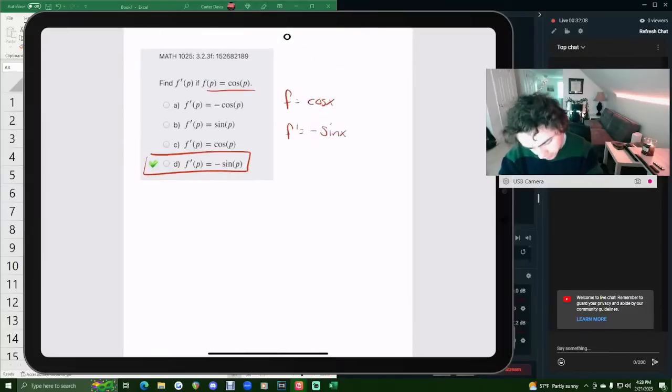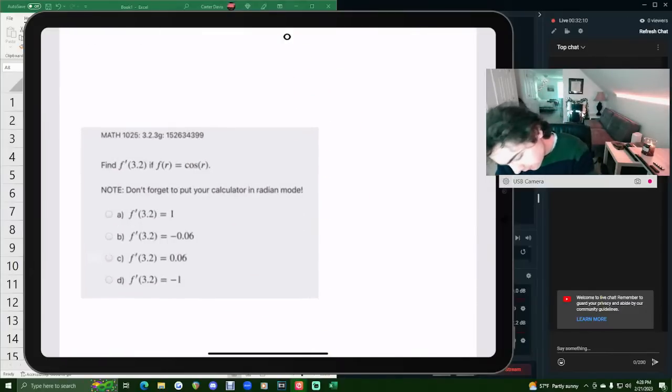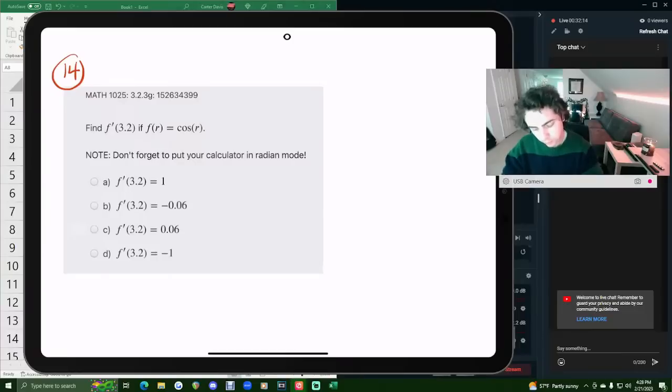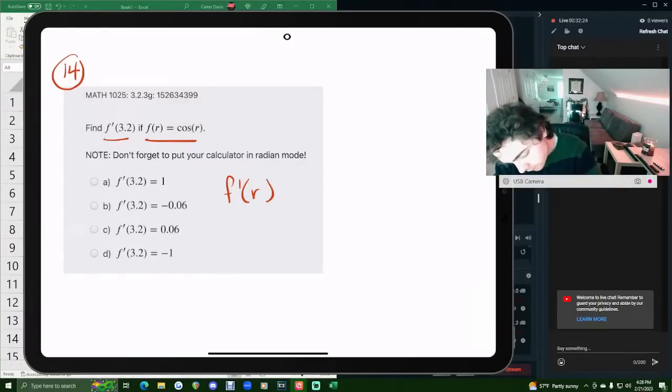That was number 13. Let's call this number 14. Using what we just learned. What did we learn? We learned the derivative of cosine, right? So if they give us f is cosine of r, and they ask us to find f prime at 3.2, we need to find f prime, which is just negative sine of r, and then plug in 3.2 in place of r.